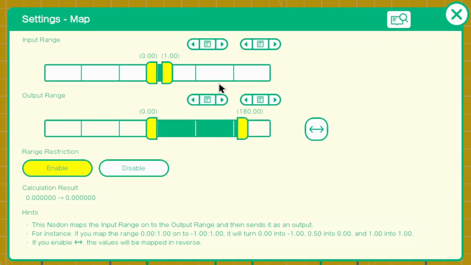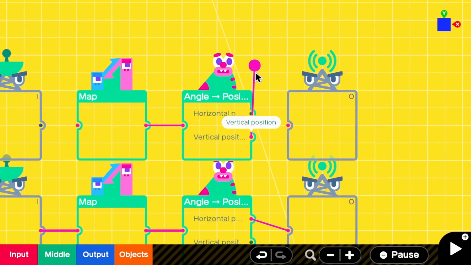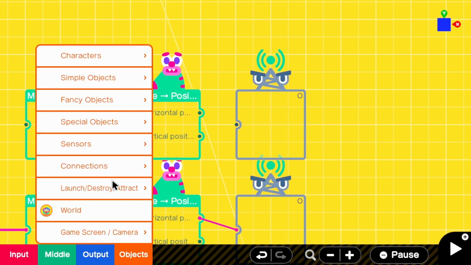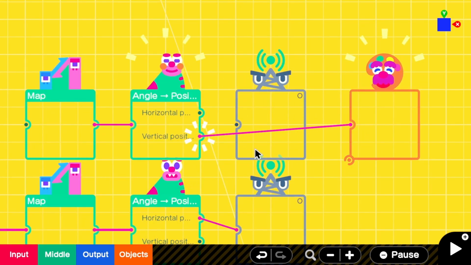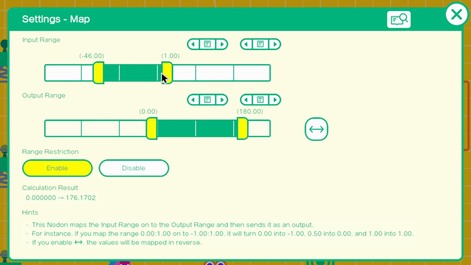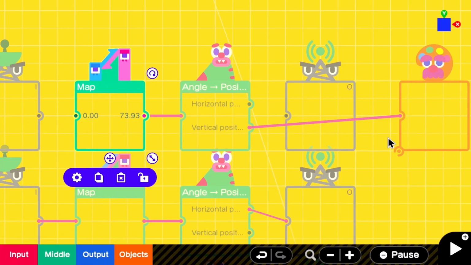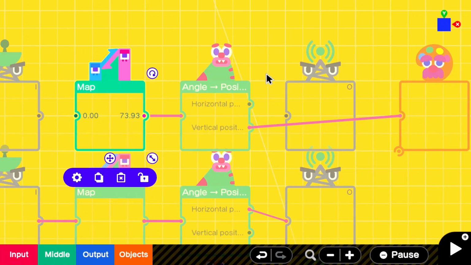However, when the input is in between 0 and 1, the output is going to be non-zero, and we'll be able to activate logical nodons such as texture nodons, for example, which only check if the input is 0 or non-zero. And since we're using a map here, we can essentially set this map range to anything we want. So for example here, with these settings, if the input is in between -46 and 66, that will turn on this texture, but any value outside this range will not turn on this texture.